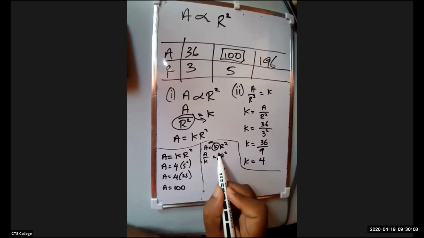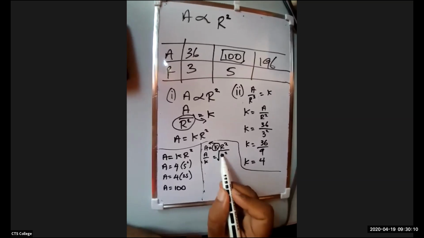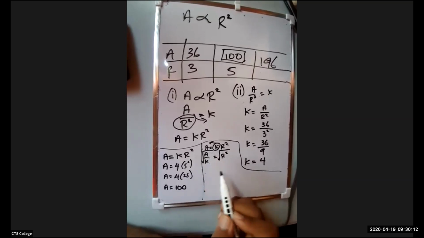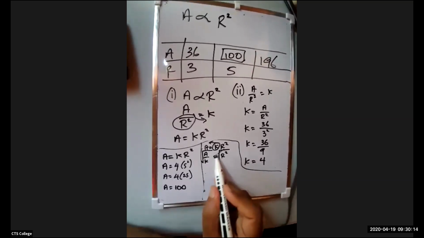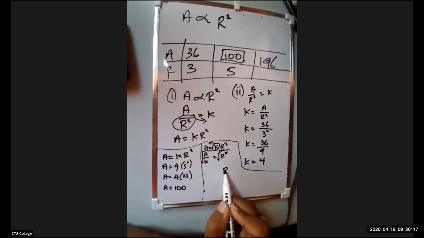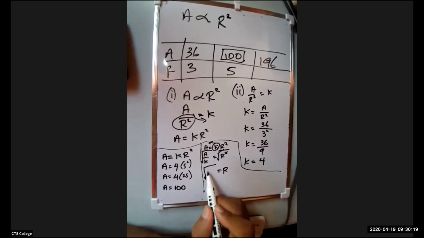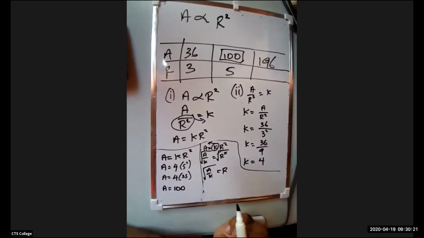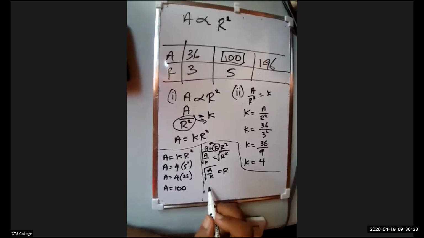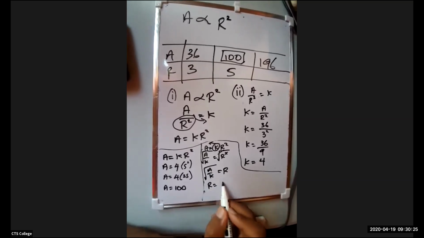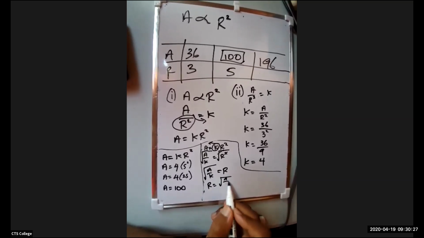And to get rid of a square in math, you have to find the square root. What you do on one side, you have to do on the other side to balance it off, right? So this will cancel off with this 2. So you'll be left with R is equal to the square root of A over K. All right? So in other words, you can write it back properly: R is equal to the square root of A over K.